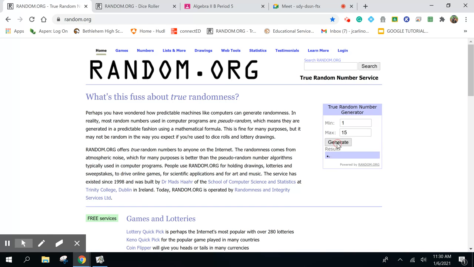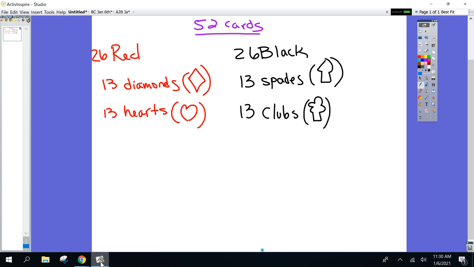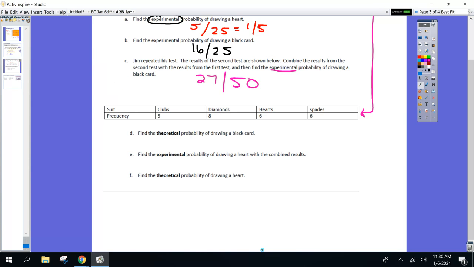Black card. Here we go, Isaiah. How many black cards are in a deck? 26. Out of? 52. There you go. Everyone see now the difference. 26 out of 52, also known as half the deck. Everyone's starting to see the difference when I ask theoretical versus experimental now.